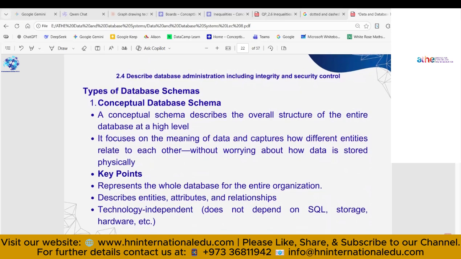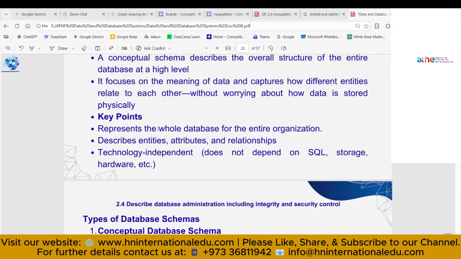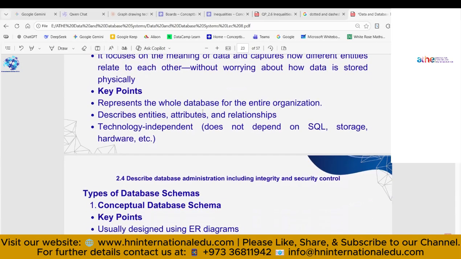Next, we are going to see types of database schema. The first one is the conceptual database schema. The conceptual schema describes the overall structure of the entire database at a high level. It focuses on the meaning of data and captures how different entities relate to each other. Its key points are that it represents the whole database for the entire organization, and it describes the entities, attributes, and relationships.